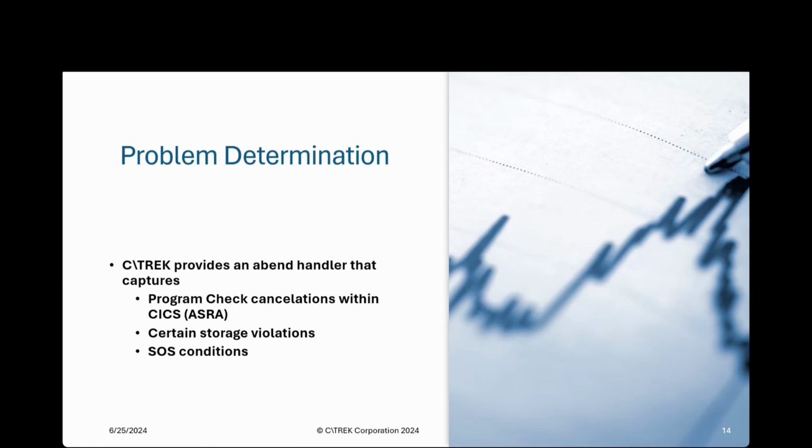And it also captures SOS conditions. And the SOS conditions I mentioned, unless you specifically ask for a dump, you'll see the message comes out. You have a short on storage below the line or above the line, and you've recovered, and you can see it going back and forth when it occurs. Well, C-TREC will capture that information for you and tell you what tasks were in memory, how much storage each task was taking, and how much storage was being requested when the short on storage condition occurred, and what task was it that did that. Okay, so that's one of the things that you'll see with the event handler.